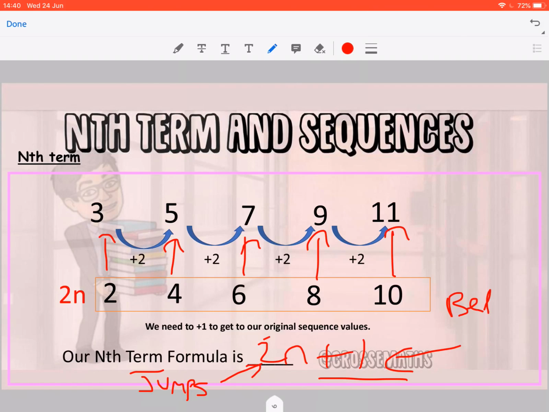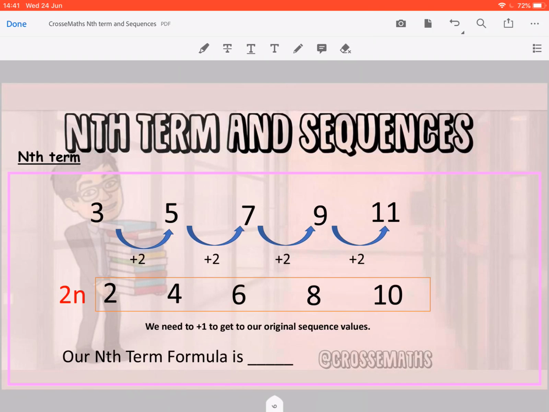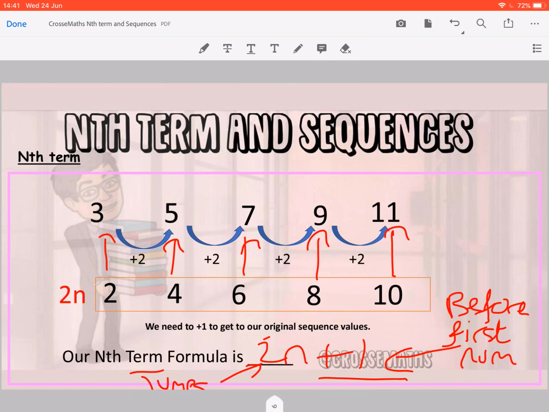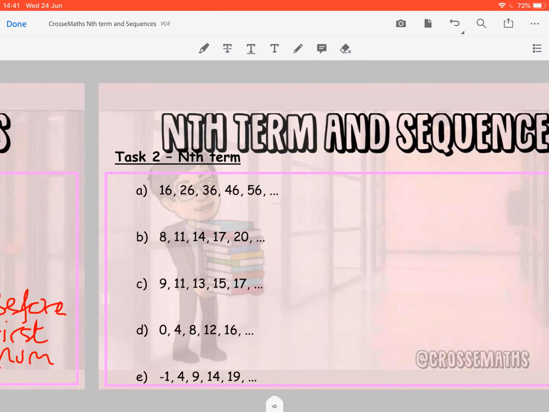So whatever happens every single time, the number on the end is whatever comes before the first number. So what I'd like you to do is pause the video and write that down for me. Right, so you should have had time to write that down.